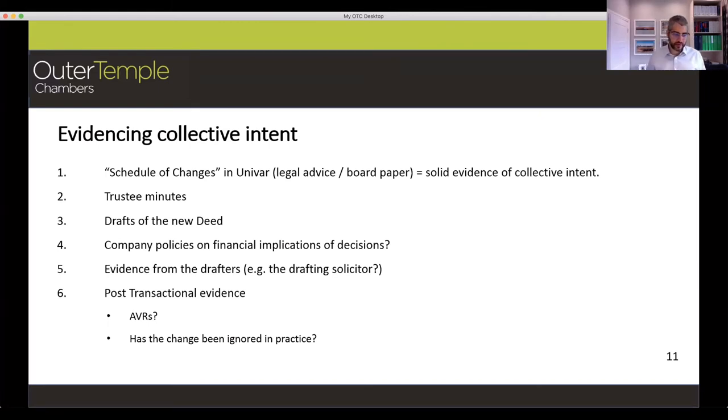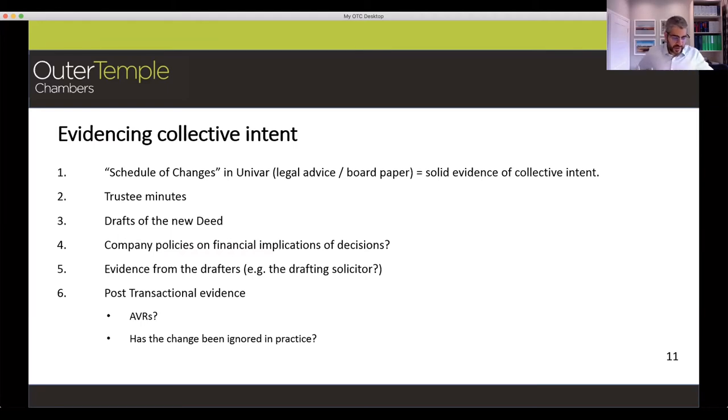we can start to pick out some of the evidence that is going to be needed to demonstrate this common intention in any case. Obviously, to some extent, it's going to depend upon the scheme's practice and the particular trustee's practice as to how they run and document things, their approach to minutes and so on. But I think we can make this sort of shopping list, really, of potential bits of evidence, which we know are going to be very useful.